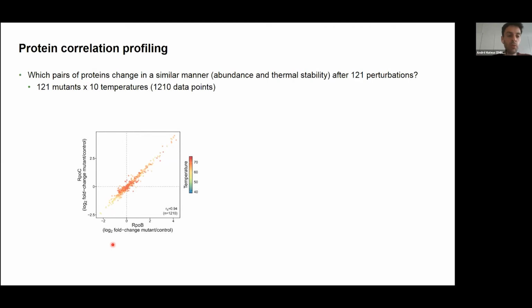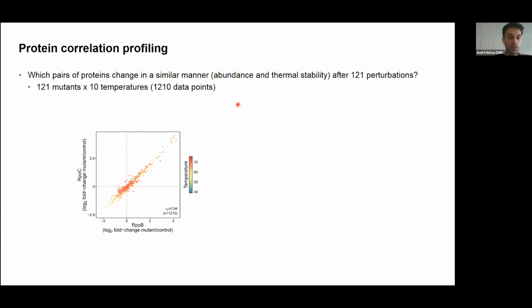Taking an even more global view of the data, we can ask, are there pairs of proteins that change in a similar manner across all the perturbations? So an example here are two subunits of the RNA polymerase of E. coli, RPOB and RPOC. And I'm plotting here basically every mutant profile at a certain temperature. And what you can see is that there's a very high correlation between these two proteins. So as soon as one changes in abundance or thermal stability, the other one changes together very tightly.